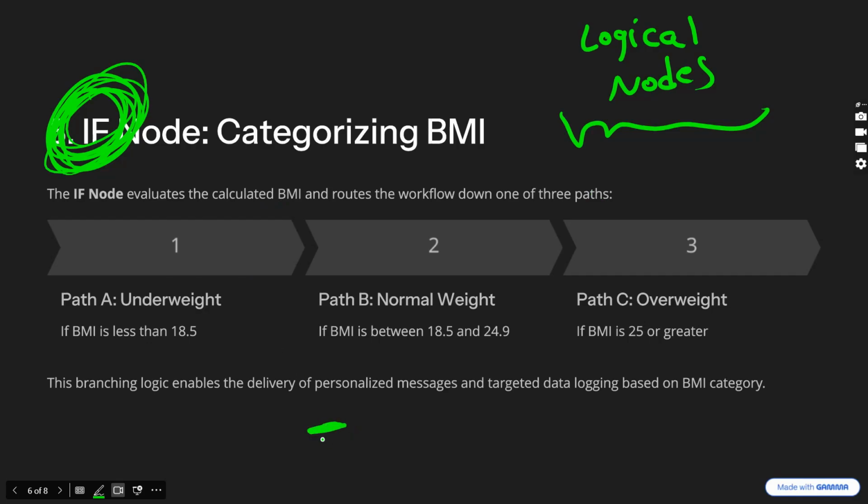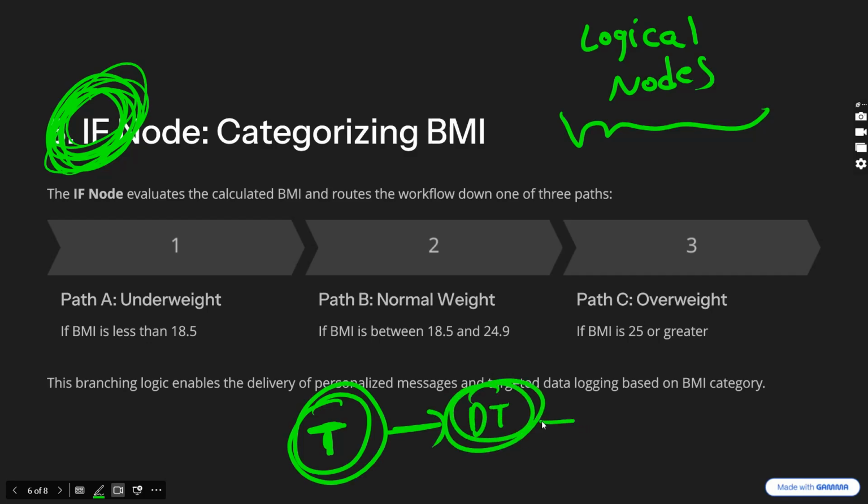For example, let's think that a trigger has been activated and the data has been transformed. Data transformation has been done. Now this transformed data will come to this particular point, right?